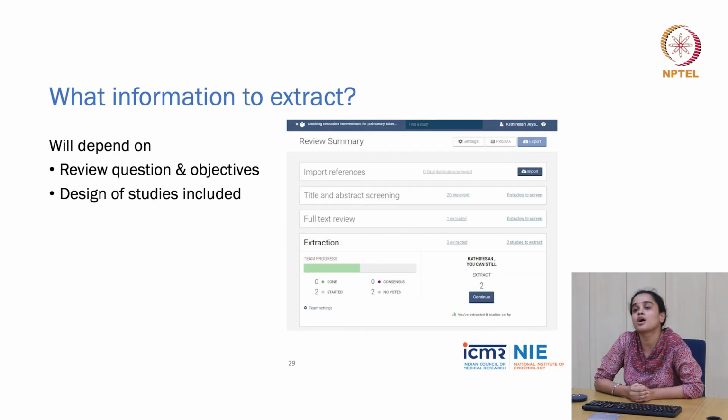So let us say now we have come to the stage where you have the final list of articles that have made it into your systematic review. So you need to know what information to extract from them. This will depend on the question that your review is asking and the very specific objectives of your systematic review, and also the design of studies that are included. Morning there was a query on effect size measures. So yes, based on the design of studies that you are including, you will be designing your data extraction sheet, because you will know what are those variables that you will be extracting from the selected studies.